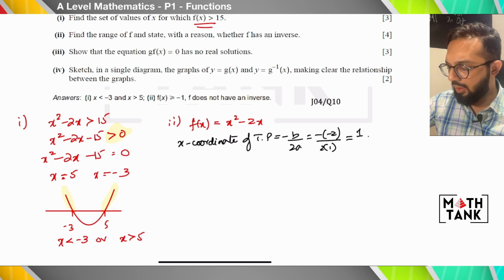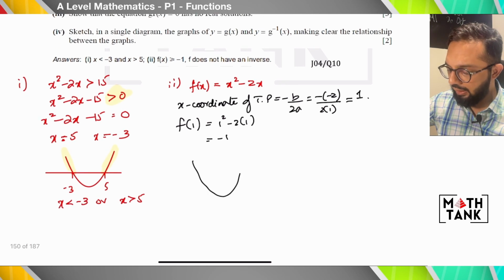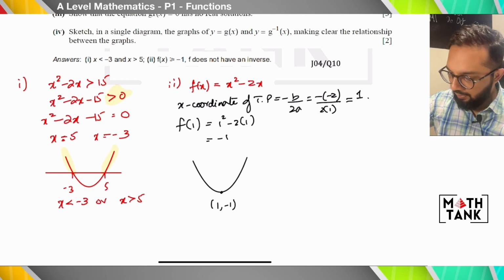So I get 1. When I calculate f of 1, I get 1 squared minus 2 times 1. So it's minus 1. So this graph is going all the way. It's not stopping anywhere. It's just there at 1 comma minus 1, which means that the axis should be somewhere around here.